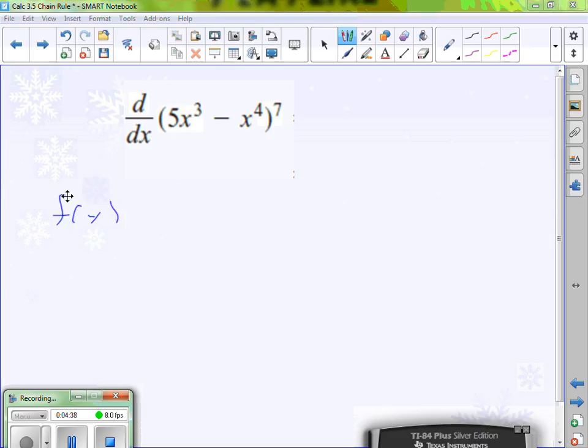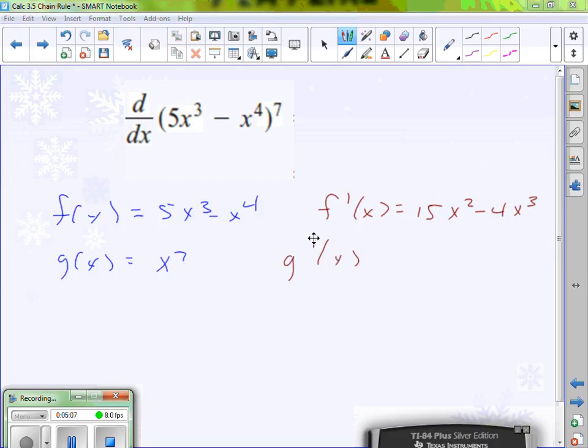All right, f of x, g of x. Say f is 5x cubed minus x to the 4th. G is x to the 7th. When you take the derivative, you get 15x squared minus 4x cubed for f, and when I take the derivative of g, you get 7x to the 6.